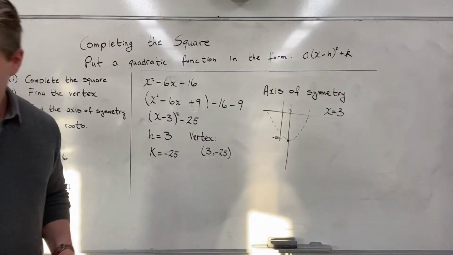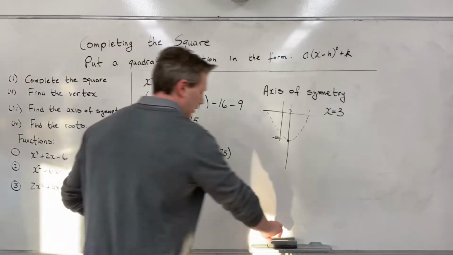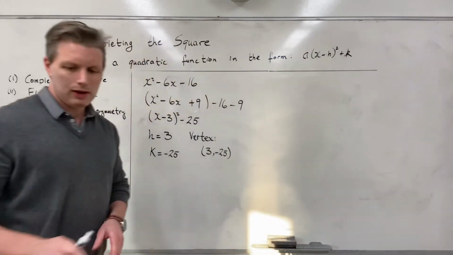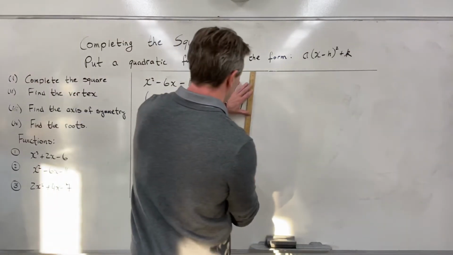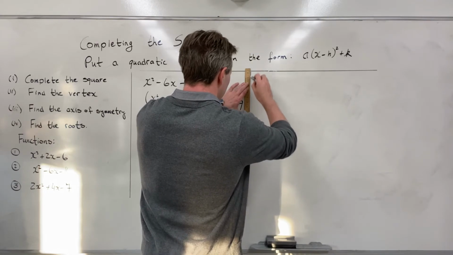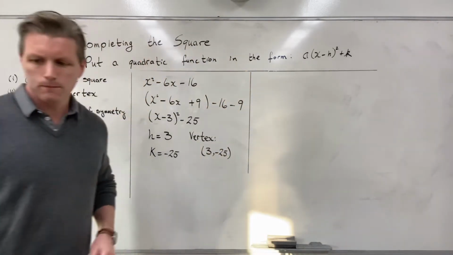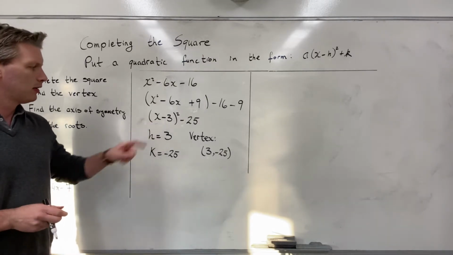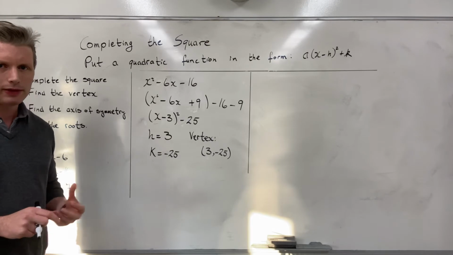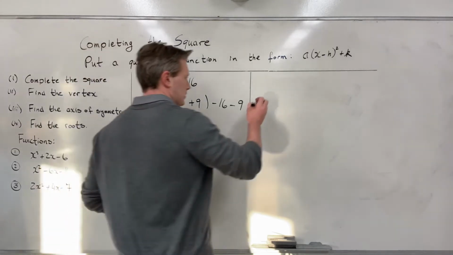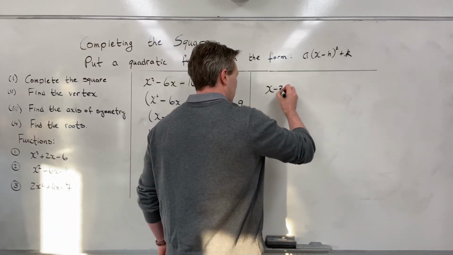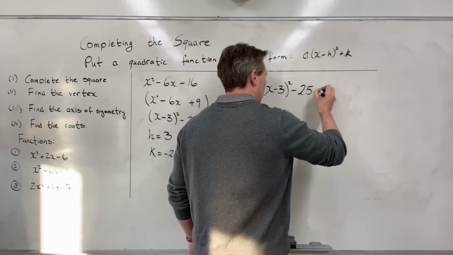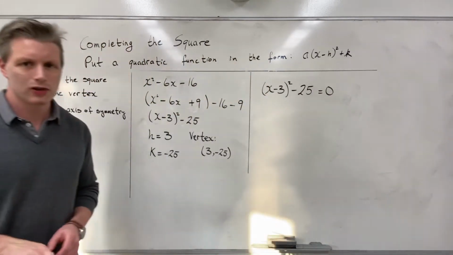Okay, so that's the first 3 parts of it complete. Let me now just take the final part and let me solve for the roots. So the roots of the function, in order to find the roots, I'm going to let my function here equal to 0. That's how we find the roots. So I'm going to let x minus 3 squared minus 25 equal 0. And I'm going to solve this.